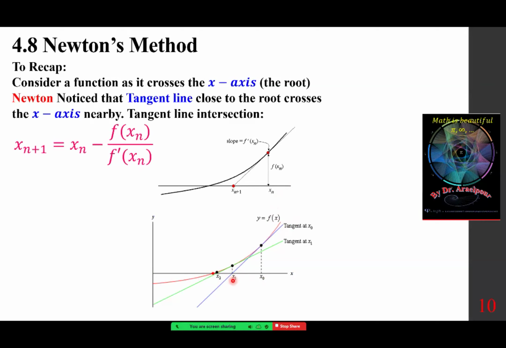Now, at this point, x sub 1, you draw a tangent line on the curve with the x coordinate being x sub 1. And now the green line, which is the tangent at x sub 1, gives us a root x sub 2. Again, this is not the root, the red one, for the function, but it's getting better. And that's the process that we are talking about here.